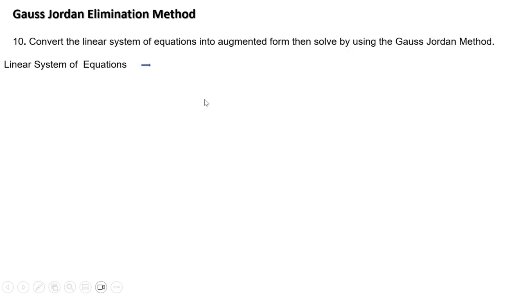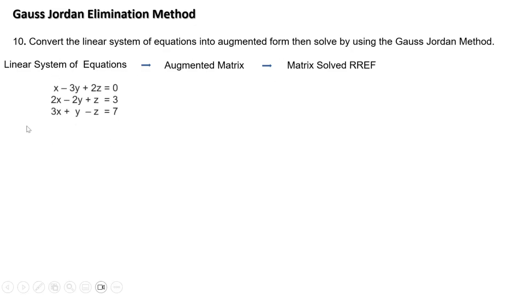Now I came up with a system, guys. If you follow the system that I modified, it's not that complicated. You're going to start with linear systems of equations. Then you're going to put it in augmented form, the matrix, and then it's going to be in RREF, which means reduced row echelon form.